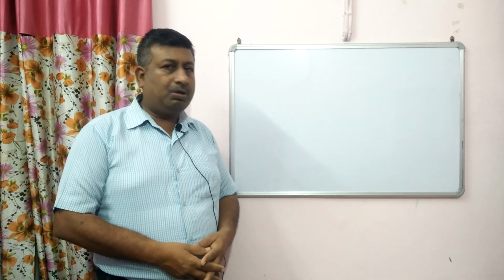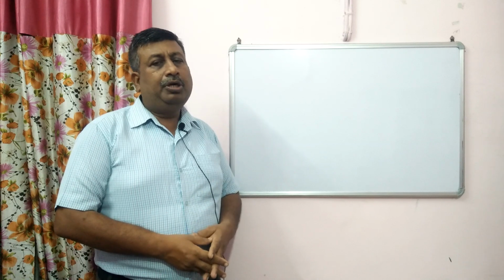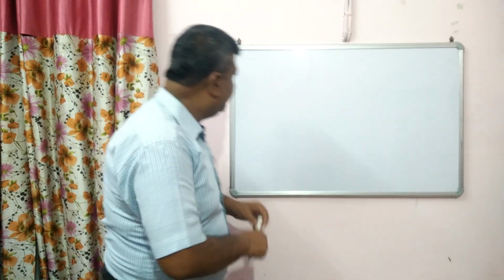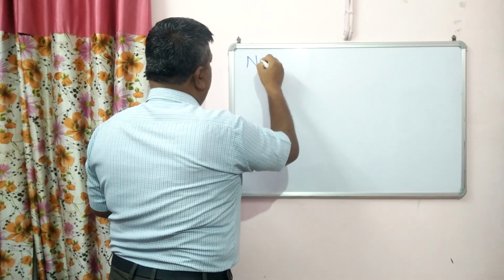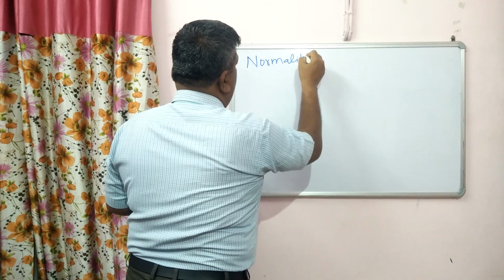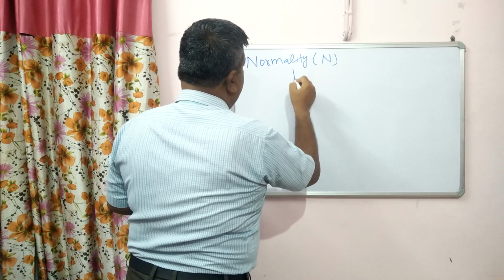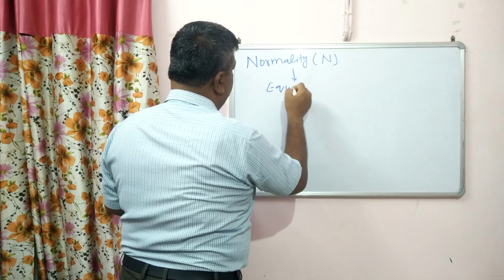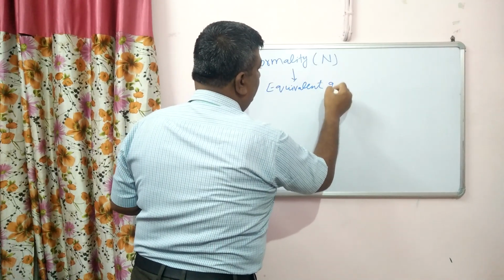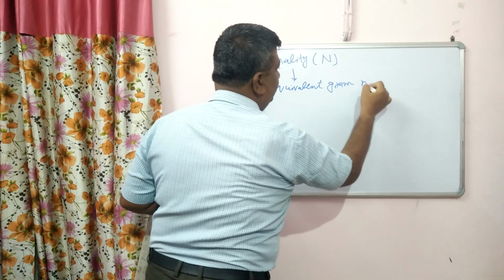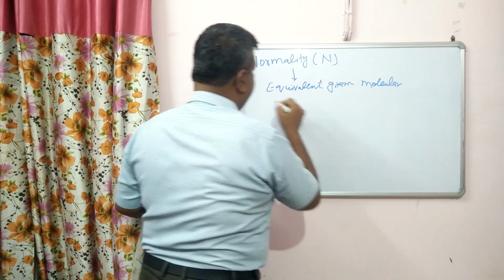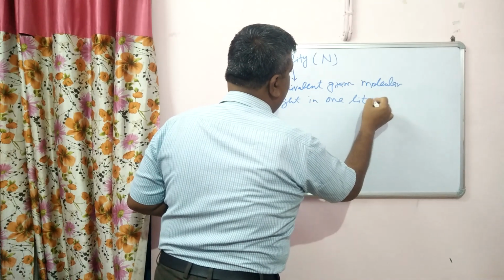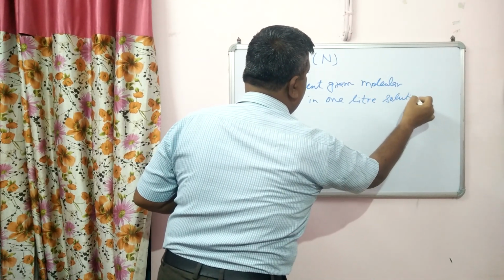When we talk about normality, normality is also related with the molarity, but there is some calculation. In case of normality, when we talk about the normal solution, it is abbreviated as N, so it indicates the equivalent gram molecular weight in 1 liter solution. So this is the normality.